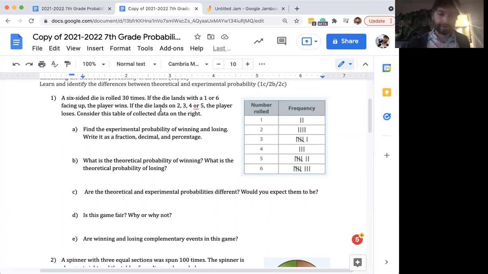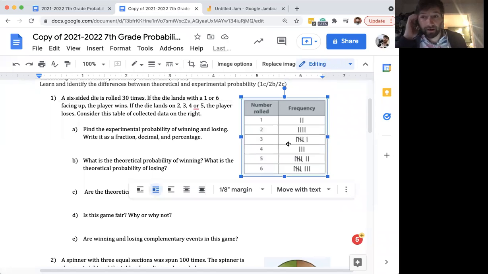And it says consider this table of data collected on the right, which means this is our 30 times the die was rolled. So the first thing we have to do is find the experimental probability of winning and losing and write it as a fraction, decimal, and percentage. So I think with these, it's usually easiest to just start with the fraction.